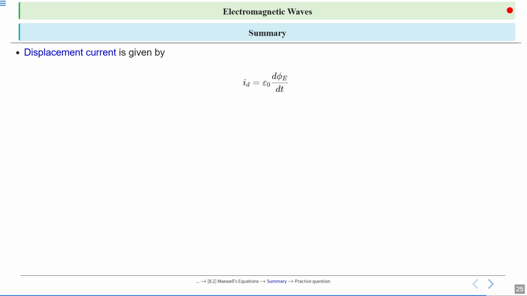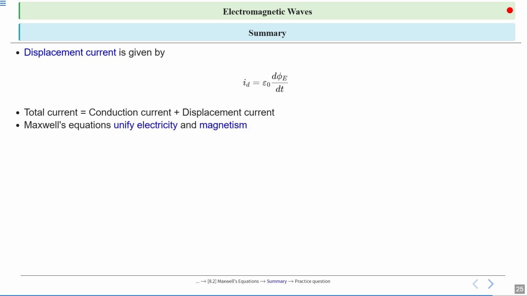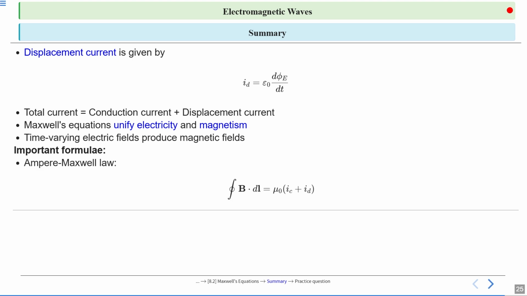So there is a summary. Displacement current is given by ID is equal to epsilon naught d phi E upon dt. Total current is equal to conduction current plus displacement current. Maxwell equations unify electricity and magnetism. A time varying electric field produces magnetic fields. Important formula: Ampere Maxwell law, closed integral B dot dl is equal to mu naught (IC plus ID), where ID is equal to epsilon naught d phi E upon dt.